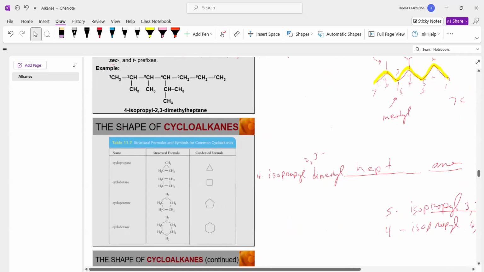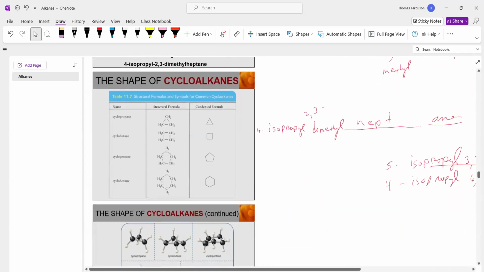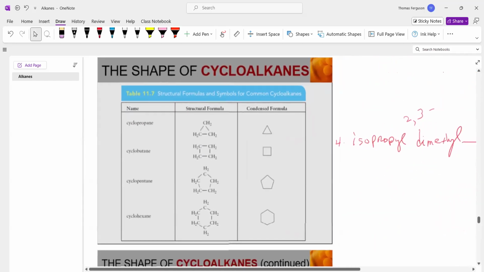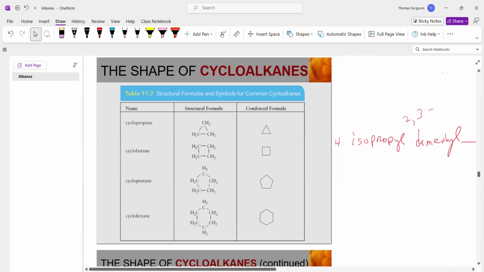Okay. We can also have ring structures, and that's denoted by cyclo.